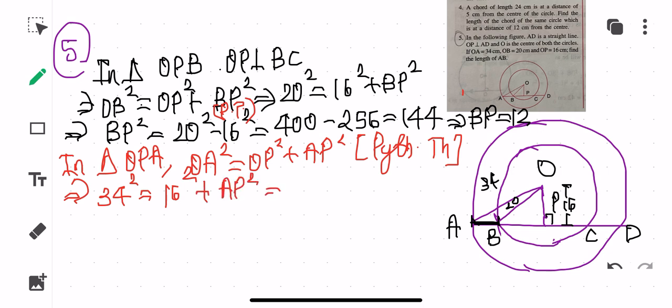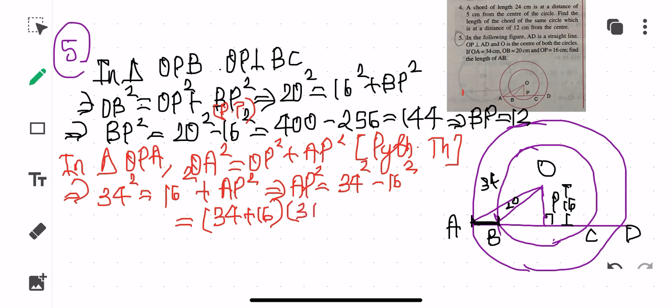Okay, so this implies AP square will be equal to how much, children? This is 34 square minus 16 square. So how much is 34 square, children? If you don't want to use that formula, you can easily use what? A plus B and A minus B. That is also easy, children. So 34 plus 16 and 34 minus 16.